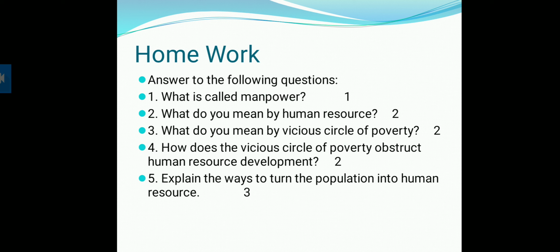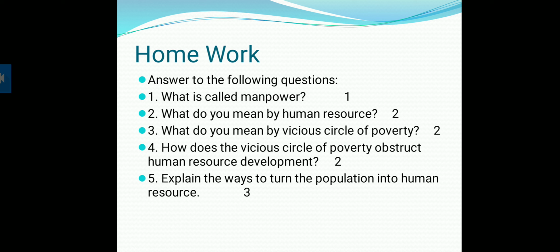Question number 1, what is called manpower? Question number 2, what do you understand by human resource? Question number 3, what do you mean by vicious circle of poverty? Question number 4, how does the vicious circle of poverty obstruct human resource development? Question number 5, explain the way to turn the population into human resource.